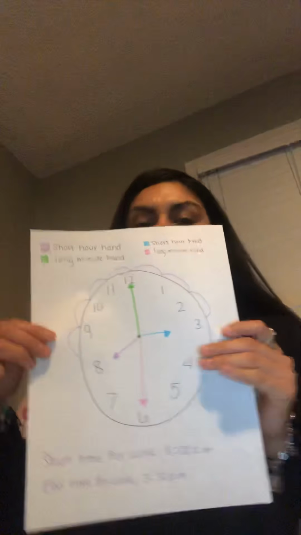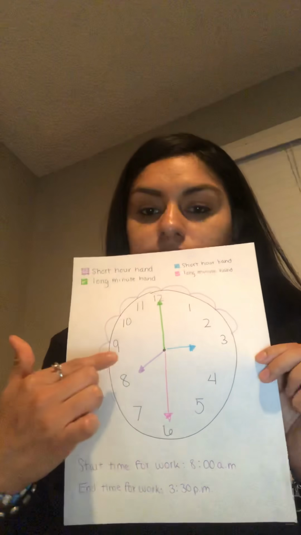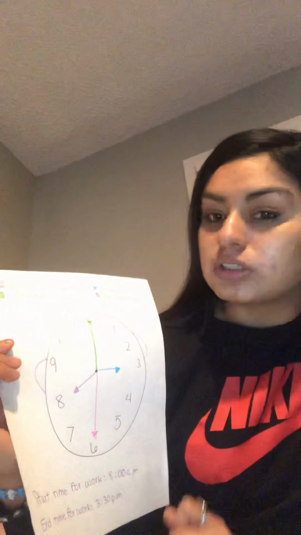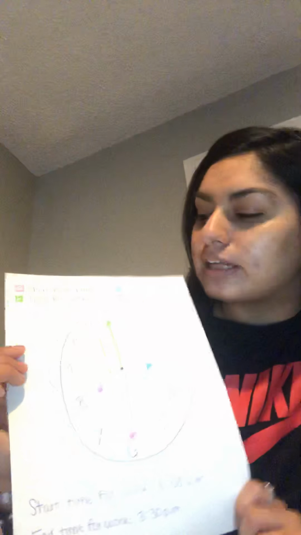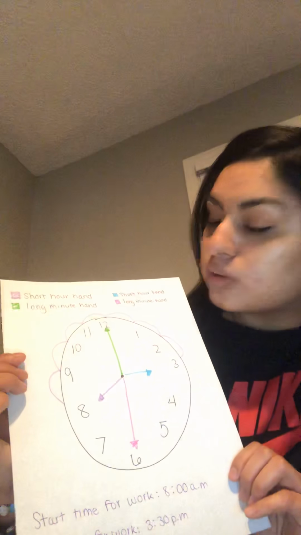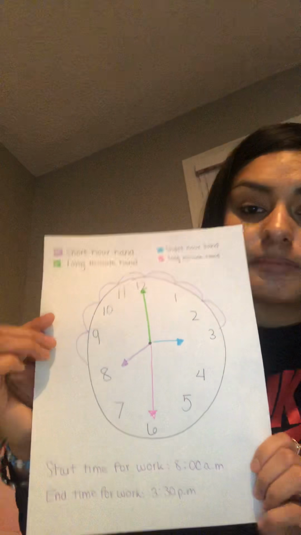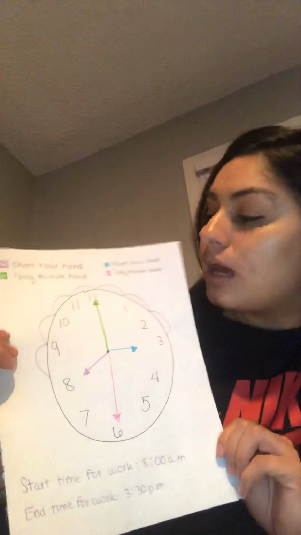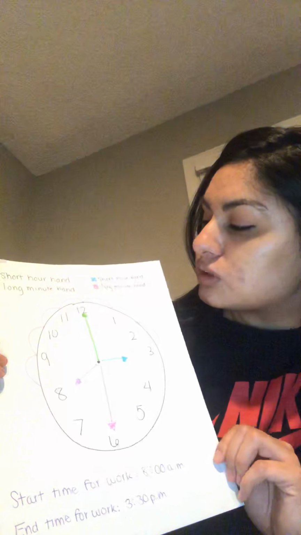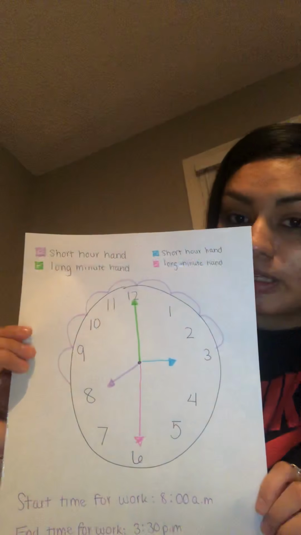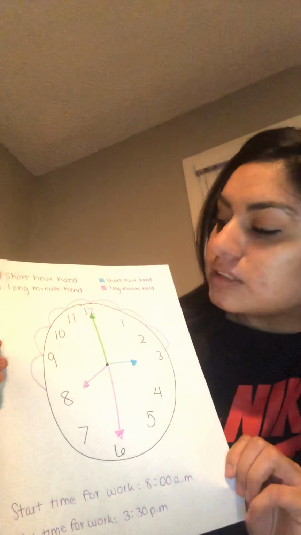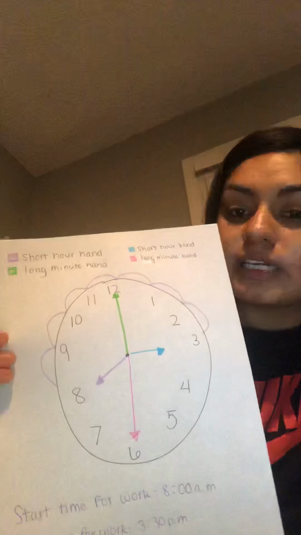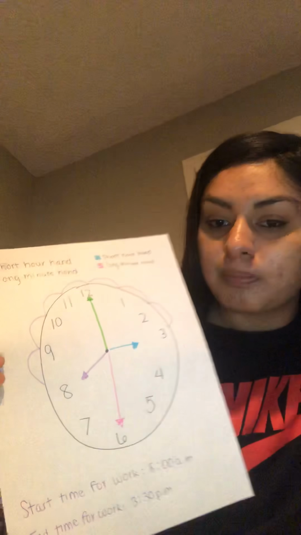So this is going to be our analog clock, and I used colors to label them. The purple hand right now is going to show the short hour hand, and the green color is showing the long minute hand. It's going to show the time that we want to start at, which is 8 o'clock in the morning. The blue label is for the short hour hand later on in the day, and the pink one is for the long minute hand later in the day. So our ending time will be 3:30.